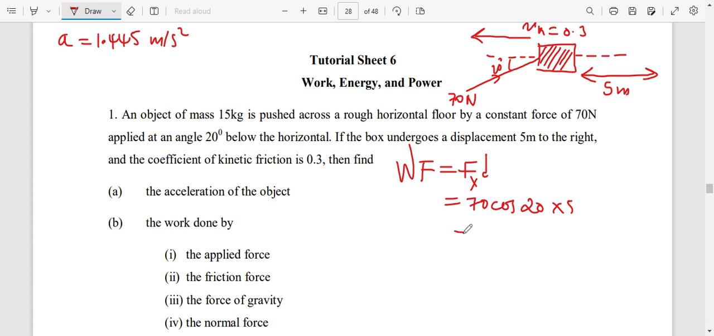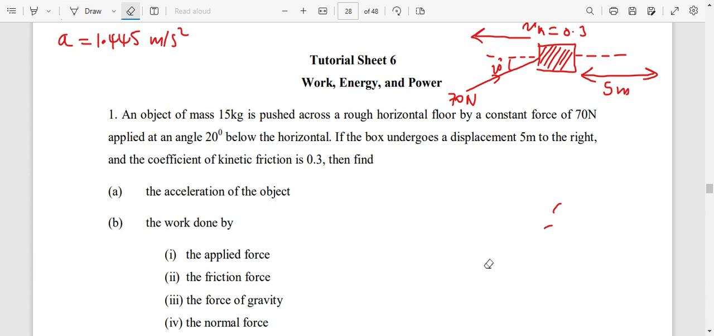So 70 cos 20 times 5. Okay, that is giving me 328.89 joules. Since this is work, it's going to be found in joules. This is cool.